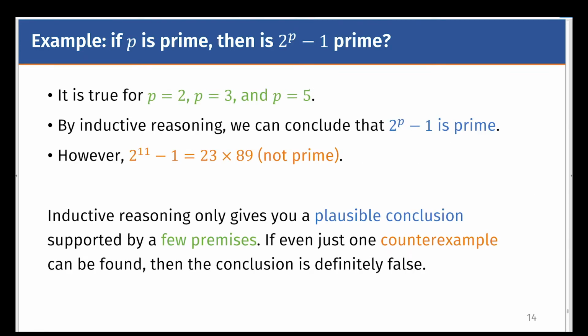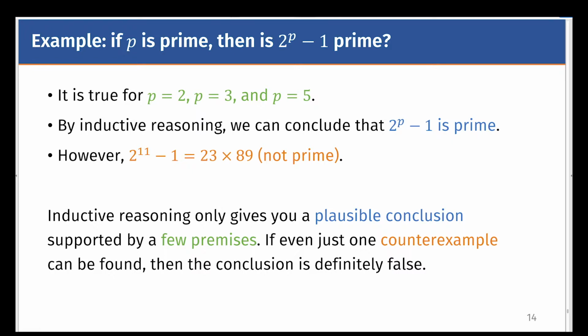Here's a famous example. If p is prime, consider the number 2 to the power p minus 1. Do you think it's always prime? Now, we can verify for a few examples of p. It is true when p is 2, 3, and 5.